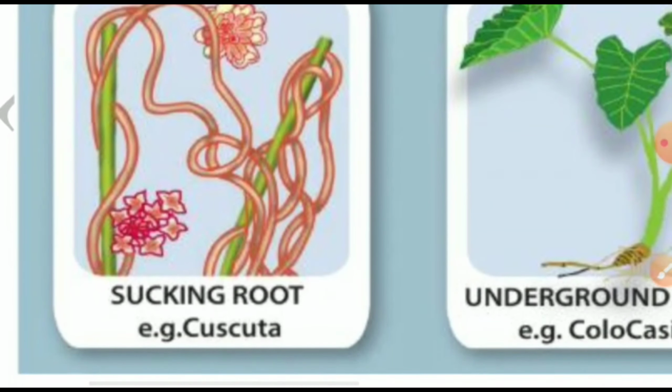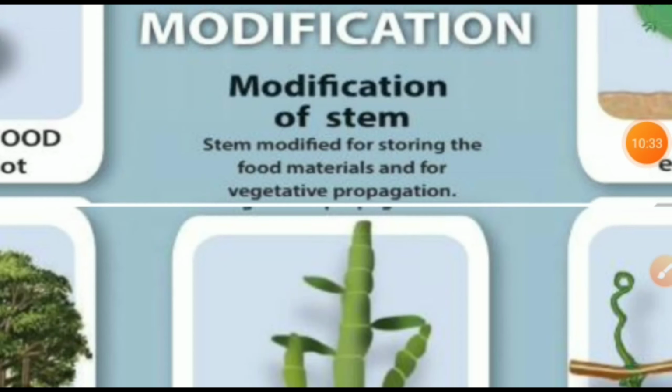Sucking root. Example, Cuscuta. Why? It is a parasitic plant. The root is otherwise called haustoria or sucking root. The roots penetrate the host plant to suck the nutrients from the host plant. So, this is called sucking root. Example, Cuscuta. Next, modification of stem.